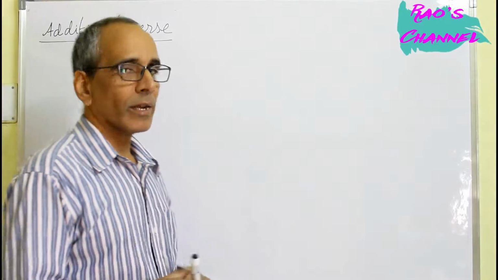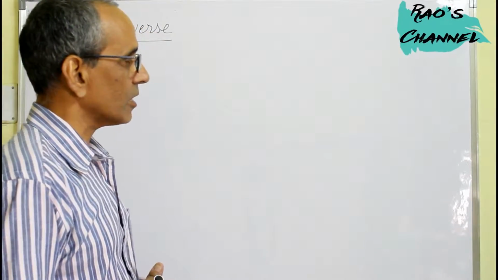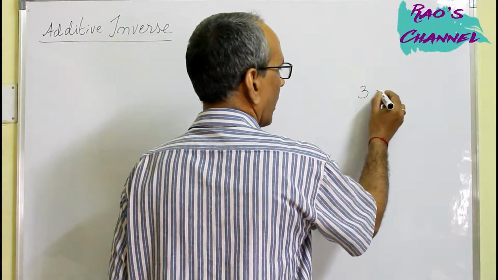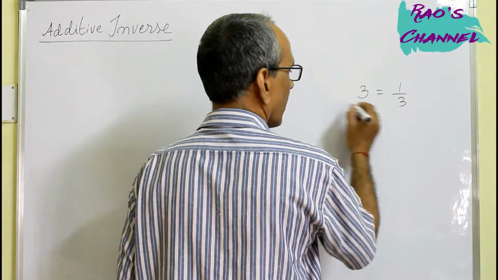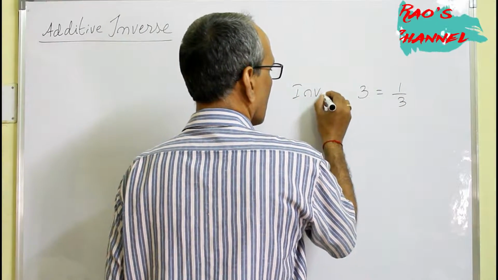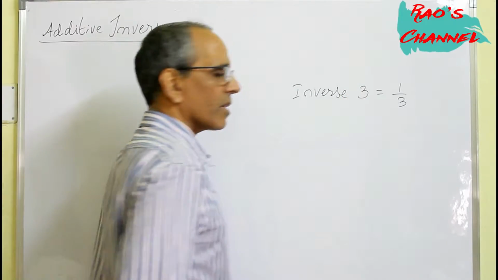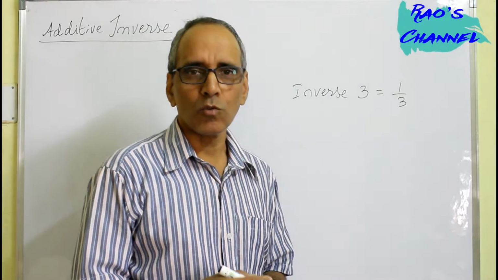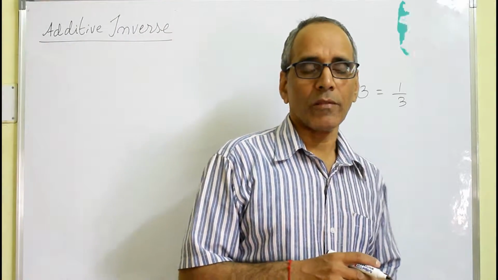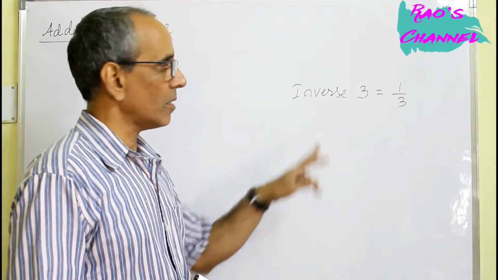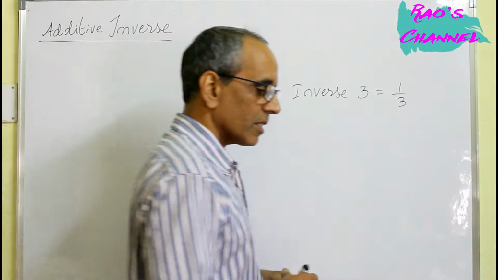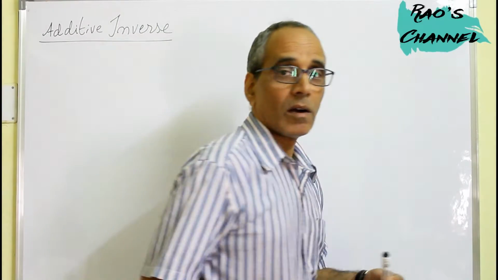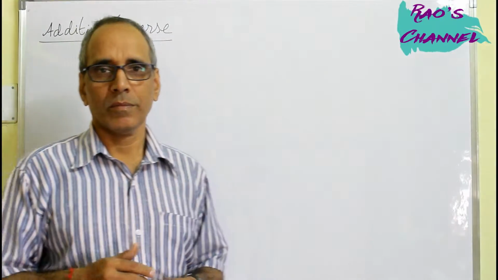We are habituated to write the inverse of 3 during the division of fractions as 1 by 3. Inverse of 3 is 1 by 3. Inverse of 2 by 3 is 3 by 2. When I add the word additive, it's not the same. Additive inverse is actually the opposite of the given number.